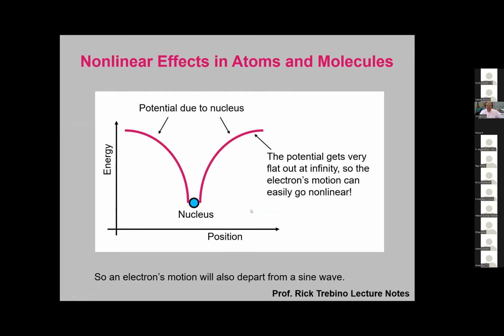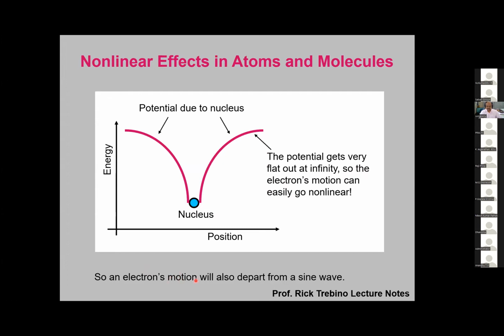If you plot the energy versus position, this is how the potential looks like around the nucleus. At far away from the nucleus, the potential gets flatter, it goes out, it gets more flat at the infinity region, which means far away from the nucleus. So the electron motion can easily go nonlinear when you go away from the nucleus.